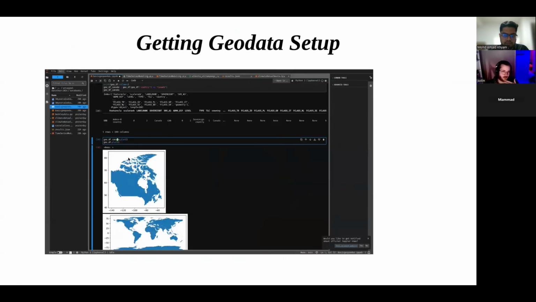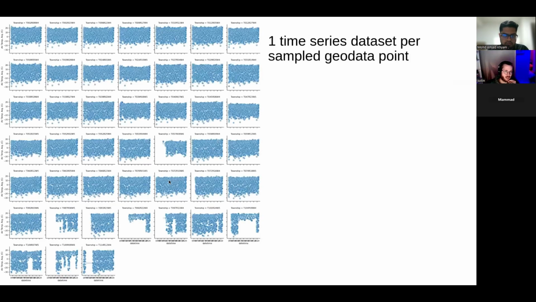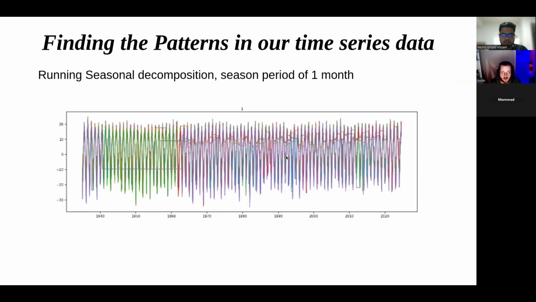Here you can see us loading in the data. Here's Canada. And then we were able to plot the samples we took from the data onto our map here. Based on every sample we took, there was a time series data set. So here's a brief view of all the different data sets we had. Then we ran some seasonal decomposition on these data sets.